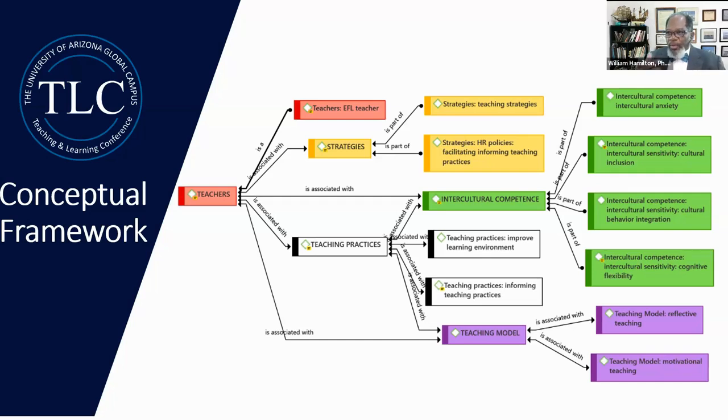So, for example, the red was EFL teacher, white teaching practices, the green intercultural competence expressed as intercultural anxiety or fear, cultural inclusion, cultural behavior integration, and cognitive flexibility or openness. Now, the other shaded areas here will only be covered to the extent that they support those covered in the study. And the goal would be, for example, strategies and the purple teaching model.